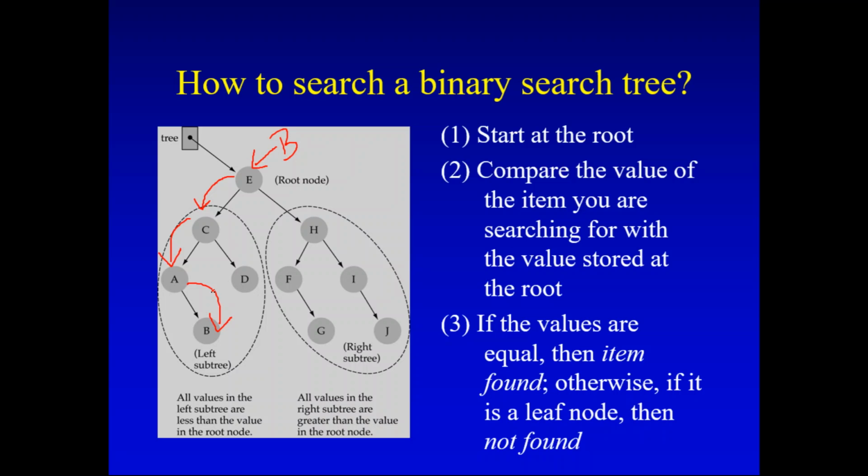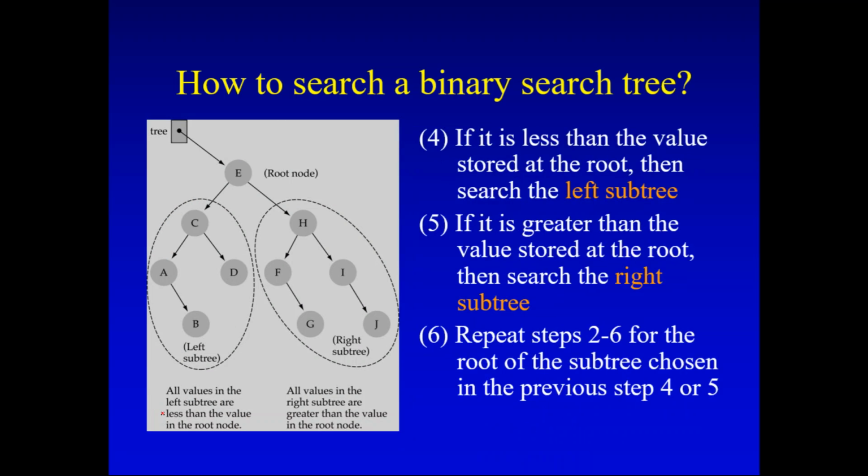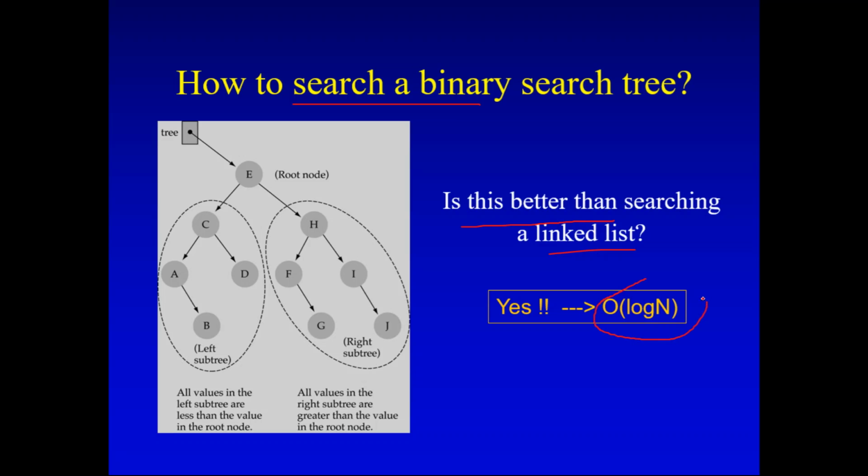So the time complexity will be reduced when you are using a binary search tree. Whatever I have told is what is explained here. Searching a node in a binary search tree, is this better than searching a linked list? Yes, it is better than searching a linked list. Here the worst case time complexity will be order of log n, it will not be order of n. Whereas in a normal binary tree it is order of n, but in a binary search tree it is order of log n. That is what we discussed in the first slide.